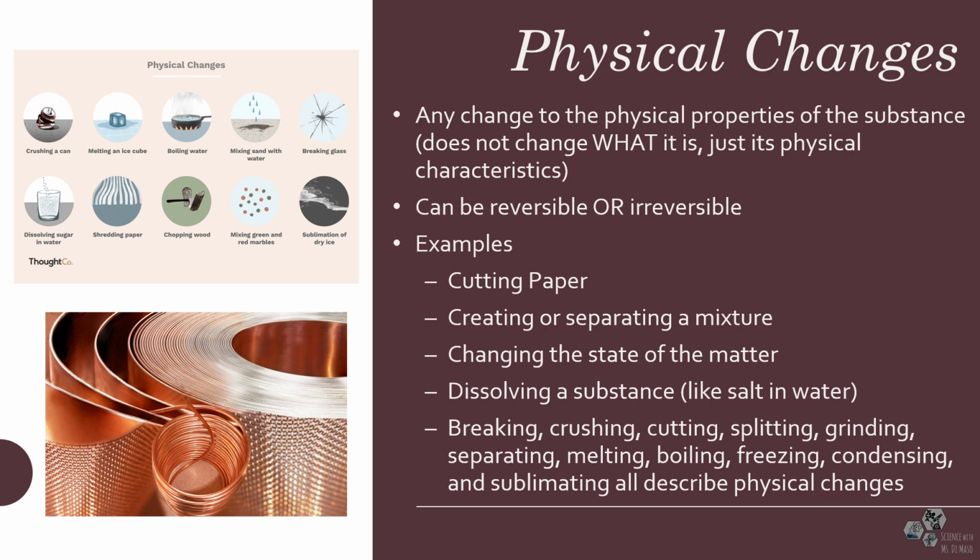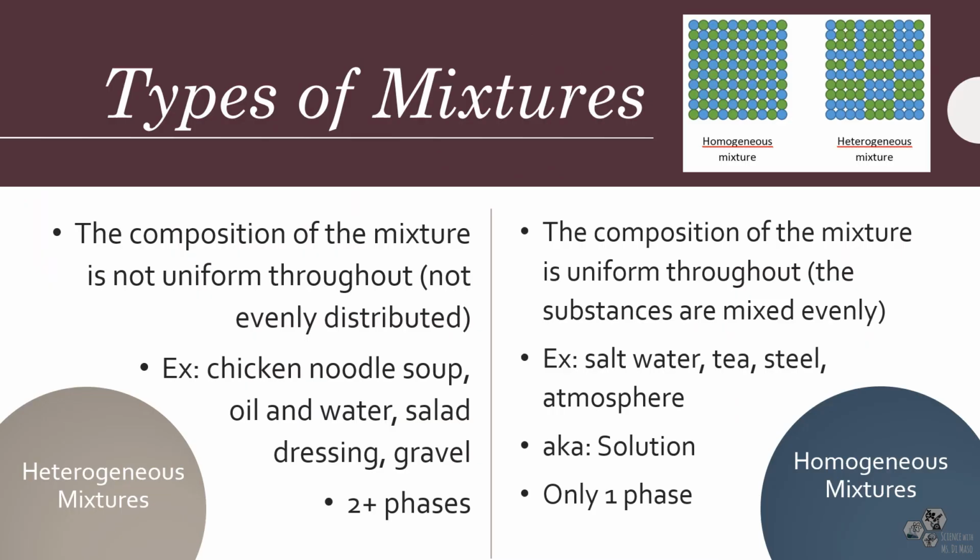So some examples of physical changes: cutting paper, creating a mixture, separating a mixture, changing the states of matter, so going from solid to liquid or liquid to gas or back and forth from those. Dissolving a substance. So if I put sugar in my iced tea, the sugar will dissolve, but it's still sugar and tea. It doesn't become a whole new thing. Anytime you see the words breaking, crushing, cutting, splitting, grinding, separating, melting, boiling, freezing, condensing, and sublimating, all of these are clues that some type of physical change is occurring. So moving away from physical characteristics, let's talk about mixtures for a minute.